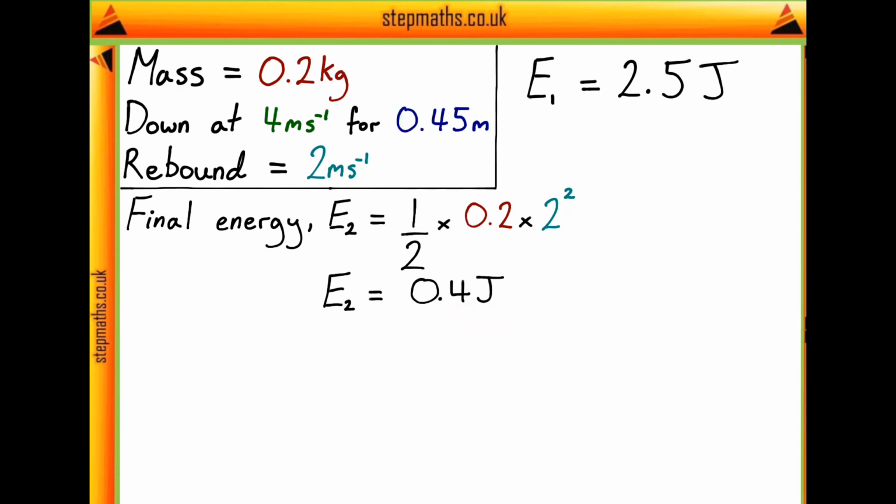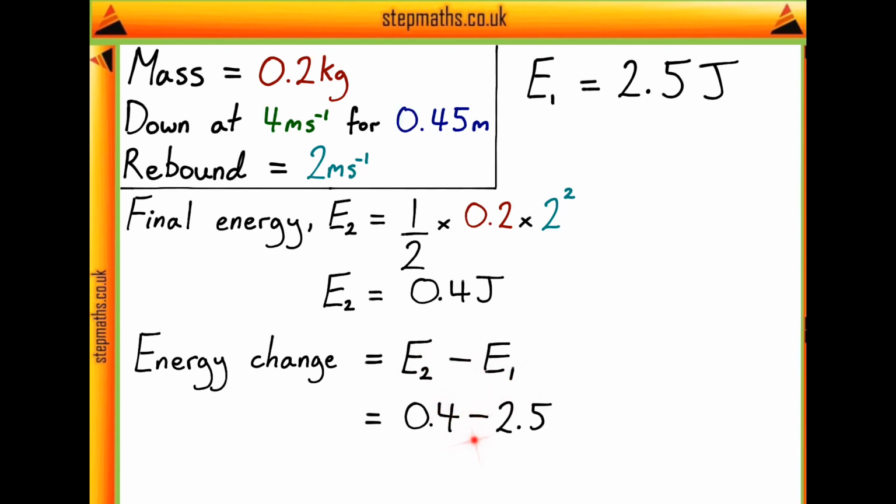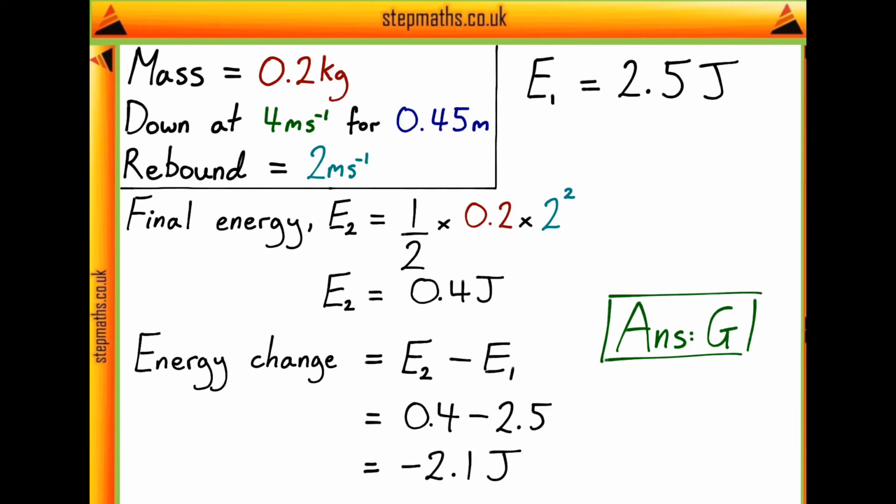So, with our final energy and our initial energy, we can find the change in our energy. It's just going to be our final energy, take away our initial energy. So that'll be 0.4 minus 2.5, giving us an energy change of minus 2.1 joules. So 2.1 joules have been lost, and this is going to correspond with answer G given in the question.